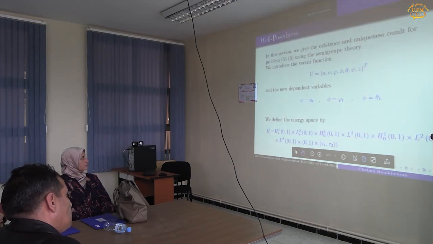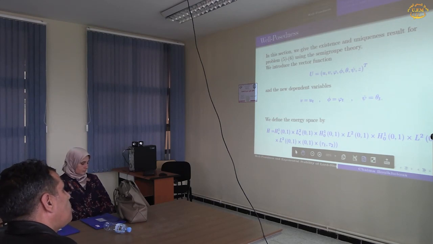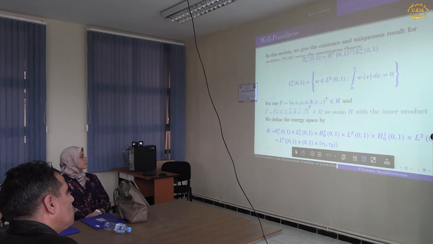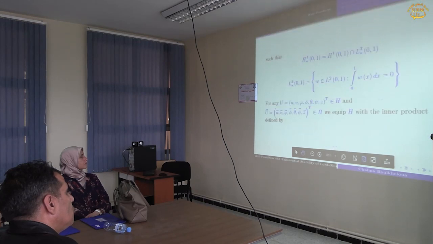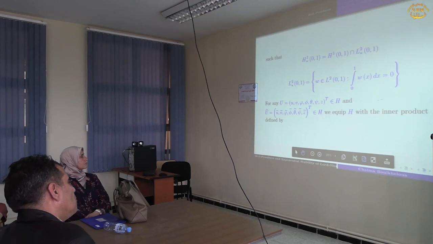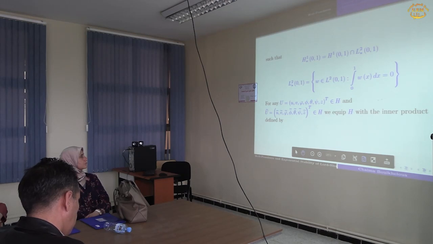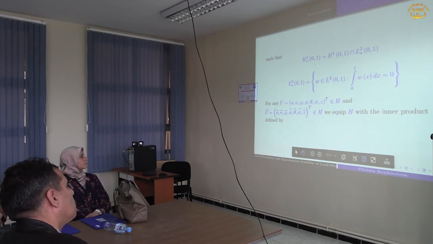In this section, we give the existence and uniqueness result for problem (5)-(6) using semigroup theory. We introduce the new vector function U and the new dependent variables v and ψ. We define the energy space by H and the two spaces H1 and H2. For any U in H, we equip H with the inner product defined by.